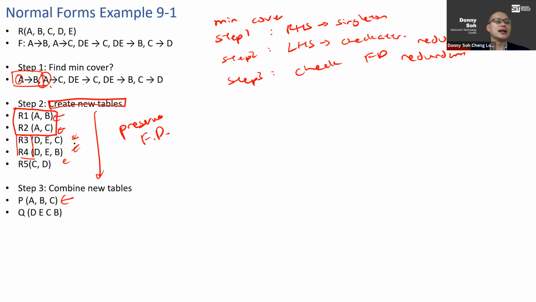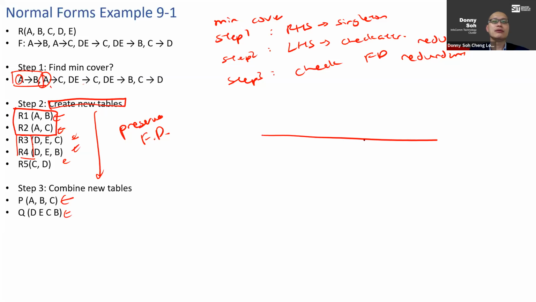So once I combine these two tables, I realize that I don't need to have another table of CD anymore because CD is already here. Okay. So these are the two tables that are there. So I'm very sure, guaranteed that my functional dependencies are being preserved. The next thing I want to do is check if it is lossless or not.